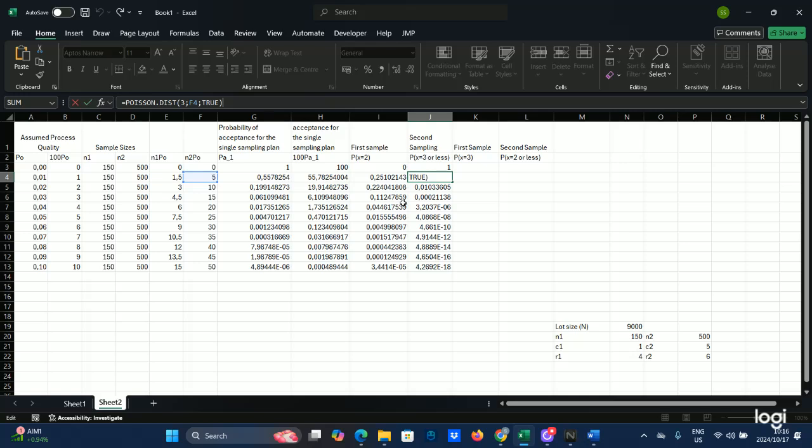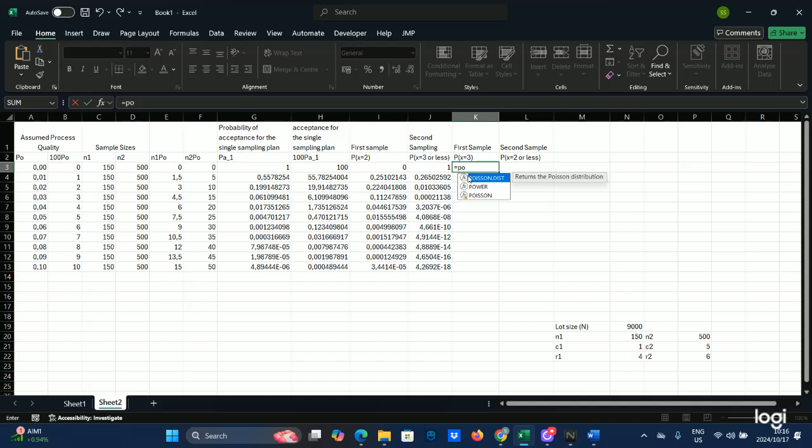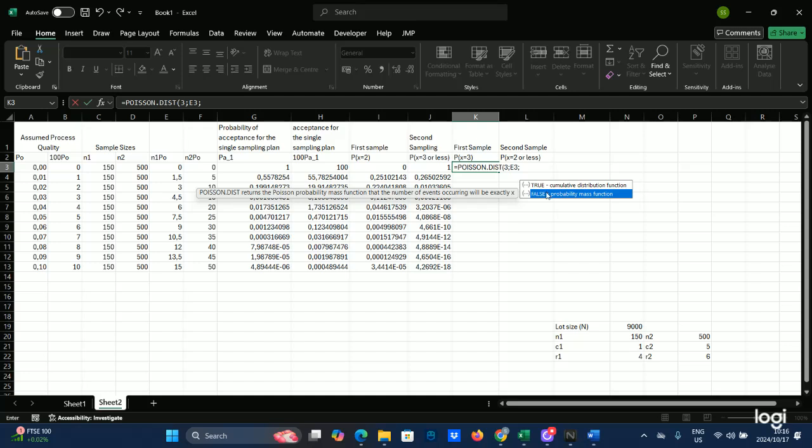Okay, so now moving on to the other plan. Let's say they found 3 right now. So you say Poisson, probability of 3. Since this is the first sample, the NPO that you want to consider is for the first sampling plan. Since you're looking for a probability at exactly that point, you're not looking for cumulative probability. So your cumulative is not going to be true; instead, it's going to be false.